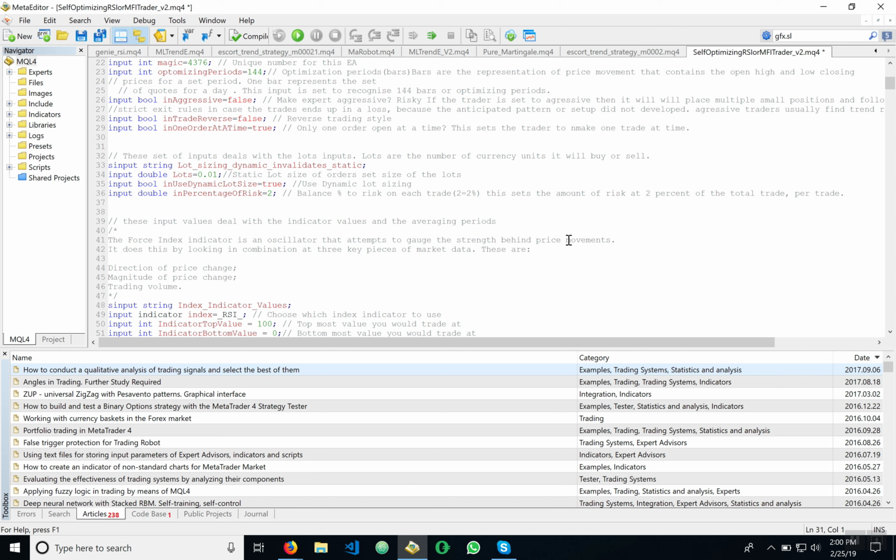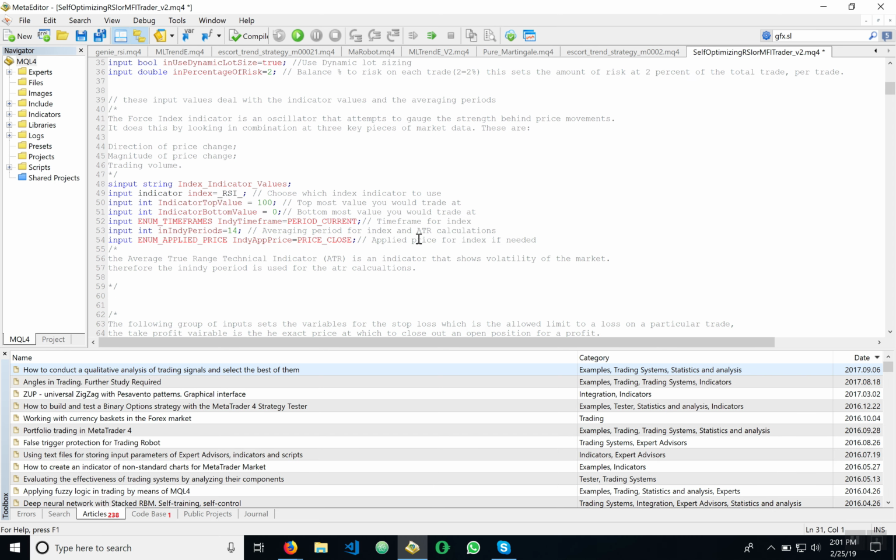Let's move on to the next set of inputs. These deal with the lots inputs. Now lots are the number of currency units it will buy or sell. And one important input here is the percentage of risk, which is the balance to risk percentage. And this sets the amount of risk at 2% of the total trade per trade. This expert advisor also uses dynamic lot sizing depending on indicator trends. Now let's move on to the next set of values here.